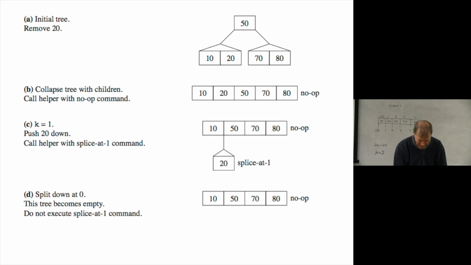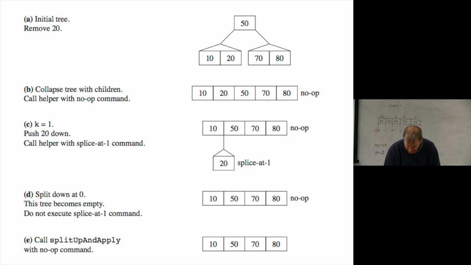And now what happens? One more thing has to happen. We go back up, and then what do we do? It's like cleanup. Well, yeah, but what is our cleanup? We have to go back up and do our no-op. Well, it's called split up and apply, right? But when does split up and apply execute? Only if it's too big. All right. So we call split up and apply with the no-op command, and there we are. Now, does everybody see that mechanism?